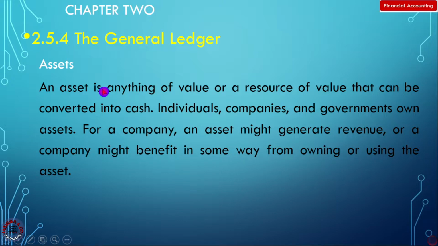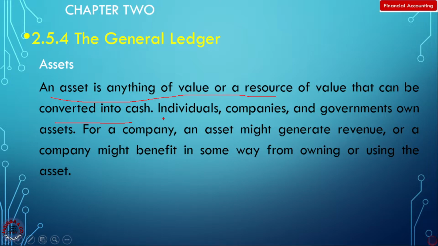When we talk about assets, we are saying that an asset is anything of value or a resource of value that can be converted into cash. So anything of value that you can convert into cash is an asset. From the layman's perspective, that thing that you have that you can sell, whether it is a pair of shoes or clothing, whatever it is that you can convert into cash is an asset.